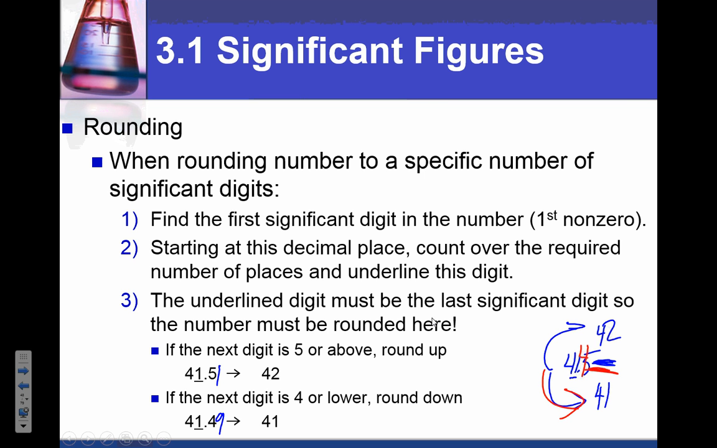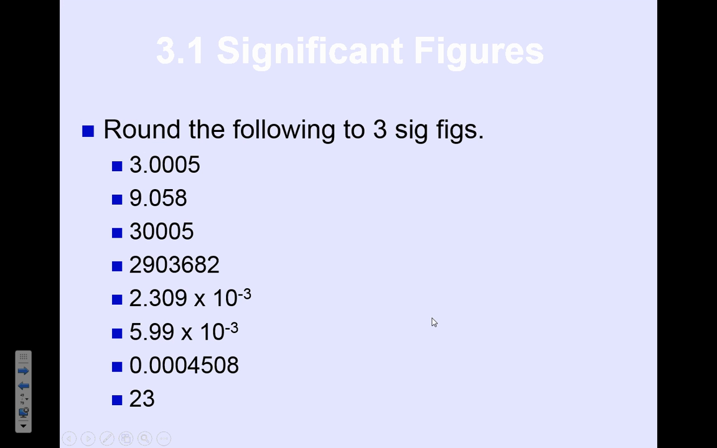So remember, you're looking at just the next digit. Anything past that is really irrelevant. We're only looking at the next digit past what you underline. So start at the beginning, go to your first non-zero, and count over. And then underline that digit. That's going to be where you round it. Everything after that is going to disappear. So let's practice rounding a few of these.